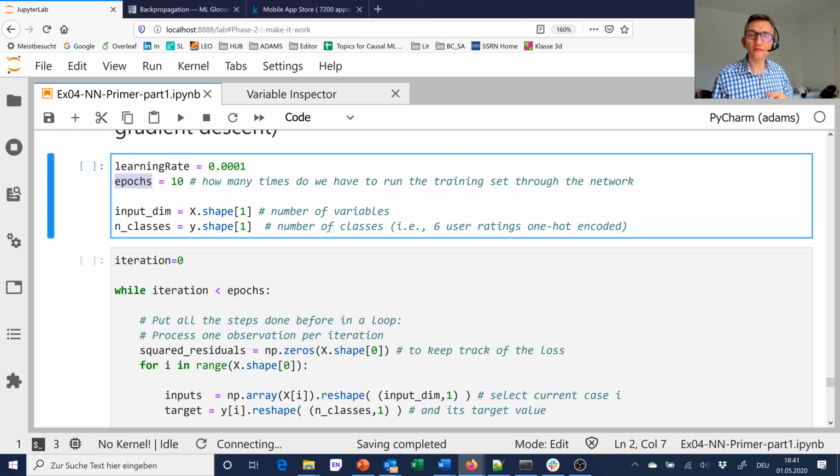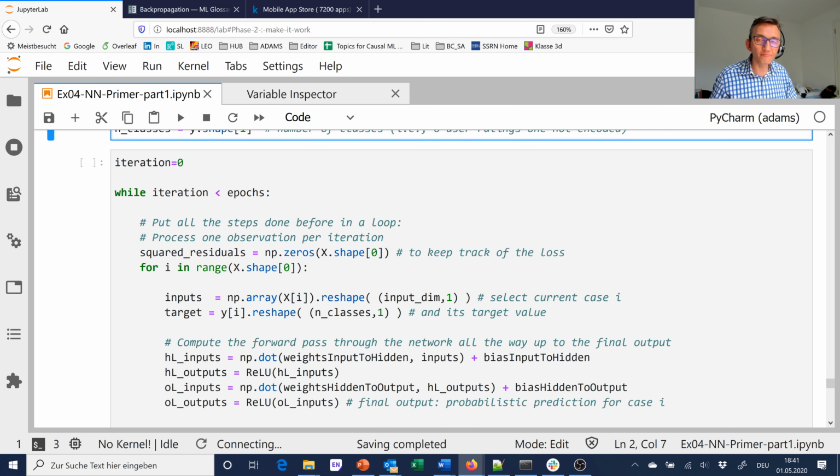One epoch means one run through the entire data set, which was 7,100 cases, 7,100 and a bit. An epoch means that we took all of these 7,100 and a bit apps, calculated the forward path, produced a network forecast, and updated the weights afterwards using gradient descent so as to improve the forecast. We'll do so 10 times.